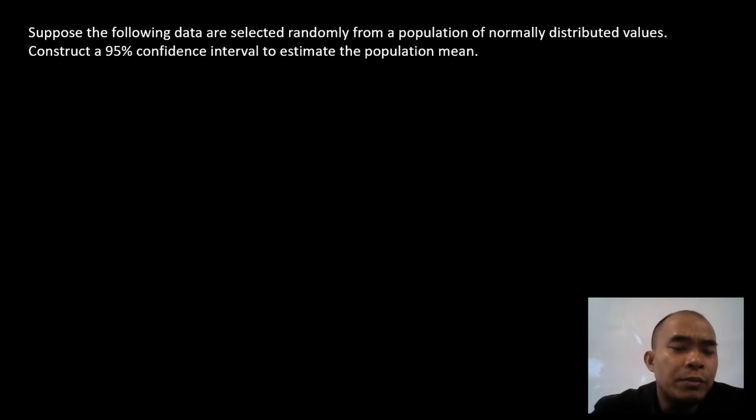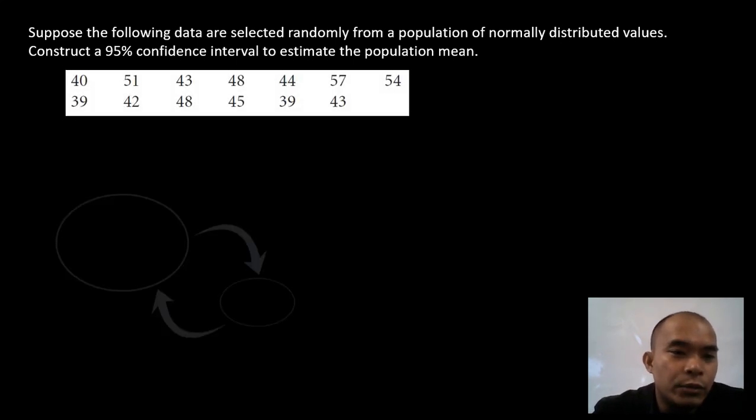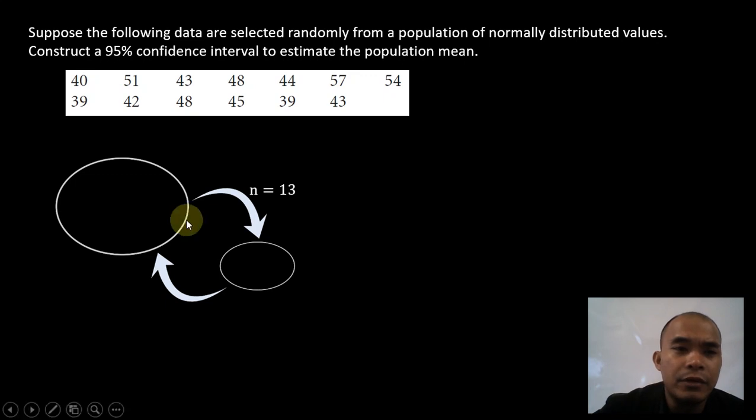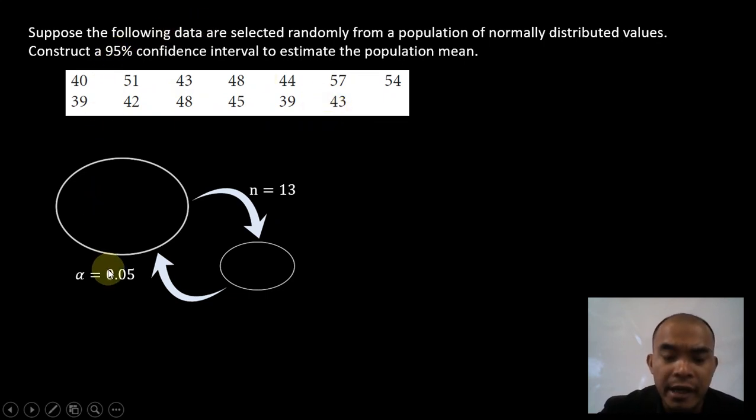Before you read again, you try to draw the framework first, and then every time we read a value, we have to put it in our framework. So suppose the following data are selected randomly from a population of normally distributed values. Construct a 95% confidence interval. So in this particular case, the n is 13: 2, 4, 6, 8, 10, 12, 13. And then the alpha here is also given, and then nothing else.